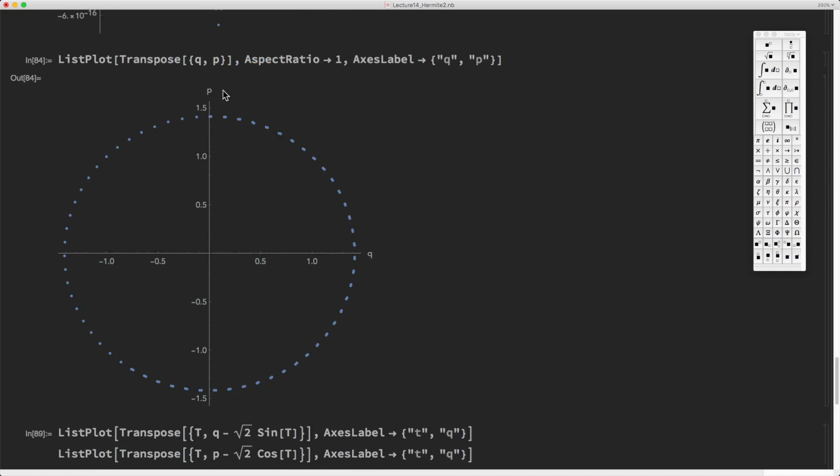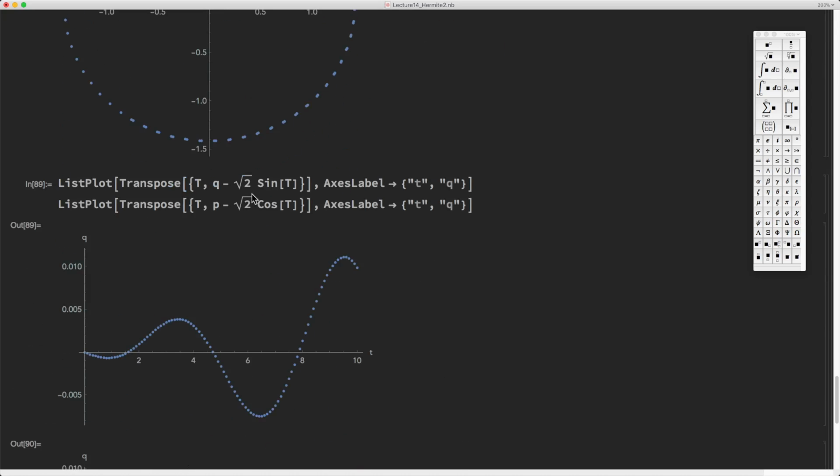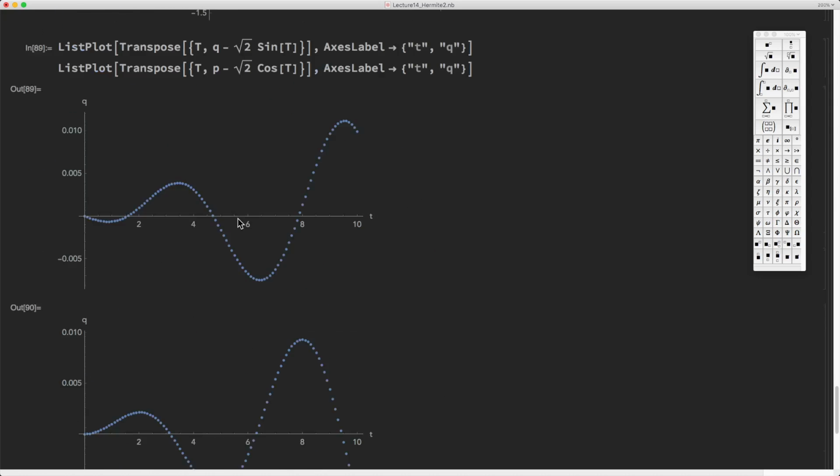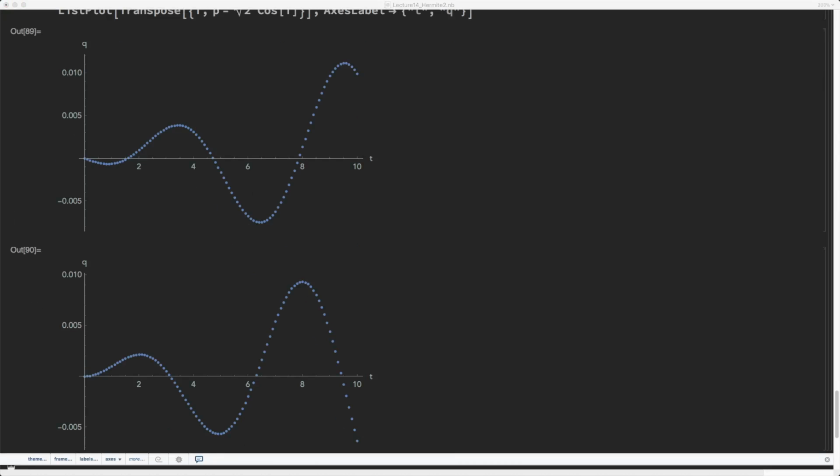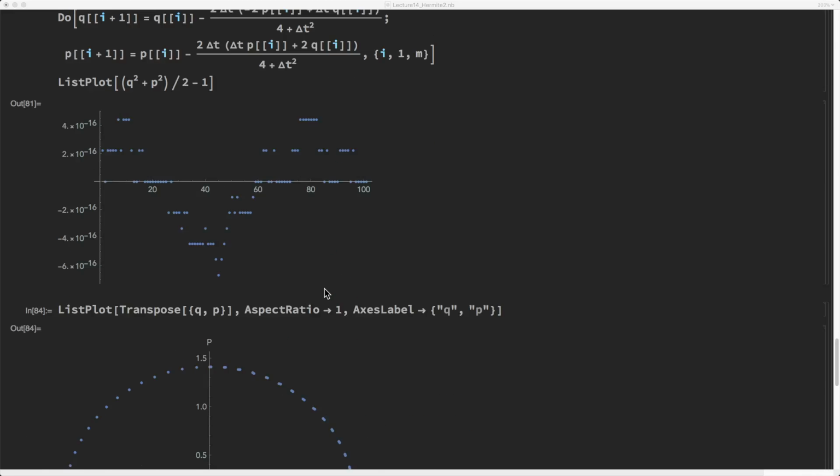But the important thing about conserving energy is that you can evolve this long term without losing qualitative features of the solution, such as this phase space picture looks like a circle and not like a spiral. And if the energy is conserved, then the amplitude of the solution is not going to be too far off the exact solution.